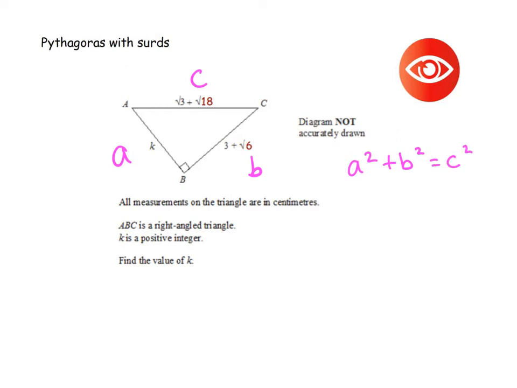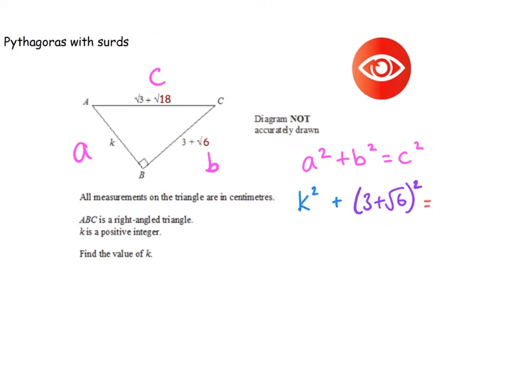So we're going to substitute the values we've actually got into that formula for Pythagoras. So we've got k squared plus the b, which we're going to use 3 plus the root 6 all squared, and then we've got the c, which is root 3 plus the root 18 all squared. And then we're going to expand that out using our brackets to be able to simplify and rearrange.